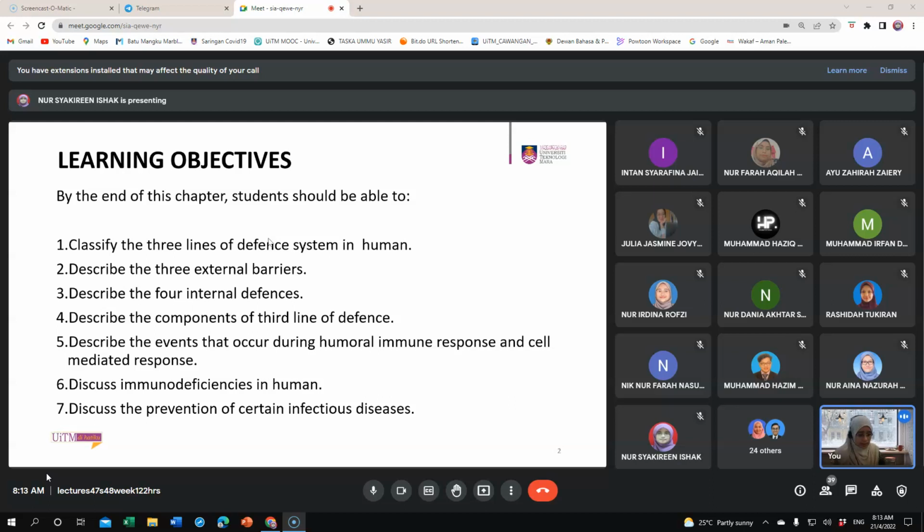In our last lecture, we went through the overview of the immune system. You know that the immune system has three lines of defense: the external barrier, the internal barrier, and the acquired immunity, the third line of defense. The first and second lines of defense protect your body against whatever pathogen tries to enter into your body. The third line of defense, the acquired immunity, protects your body against specific pathogens.